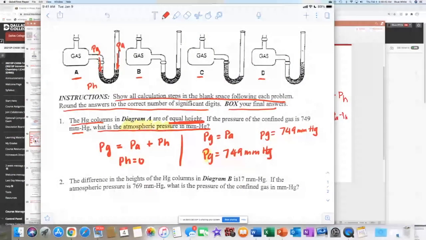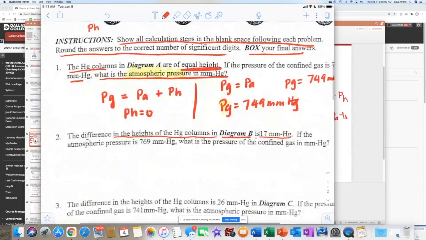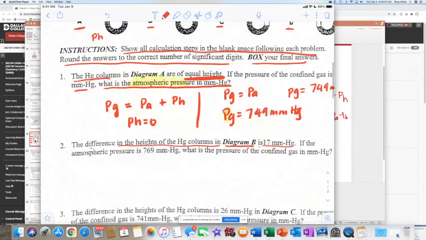Okay. So yeah, I feel like by the time we're done with at least four, you see how it works out. So remember, the equation is not something that you're memorizing. It's based on the picture, right? Next one, number two. Number two is based on picture B, diagram B. The difference in the height of the mercury column in diagram B is 17 millimeters of mercury. Okay, so the difference in the height is right here. Remember, the pressure of the height is equal to the height difference. So that's saying that pH is 17 millimeters of mercury.